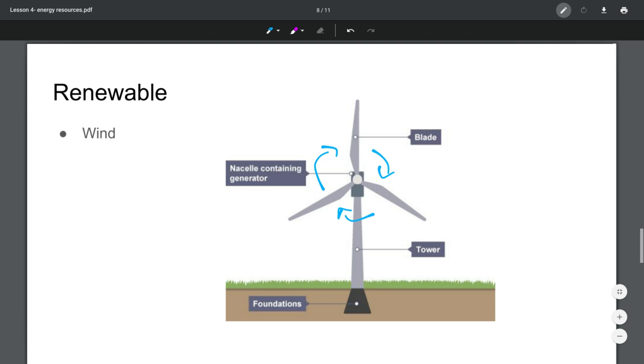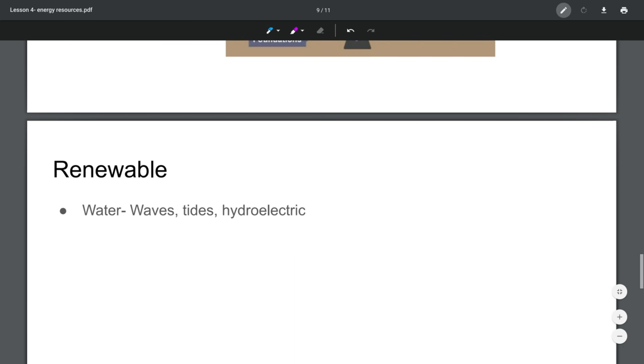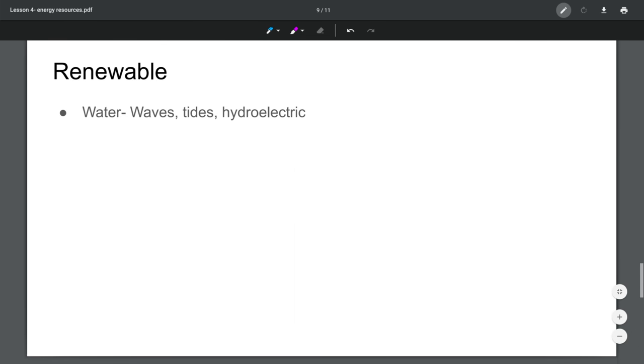If it's not windy, then it's not going to generate any electricity. Right, the renewable energy resources to do with water: waves and tides. So waves, you know what waves are in the sea. You can harness the kinetic energy of the moving water. Tides is the moving in and out of water onto the shore. And hydroelectric is quite an interesting one.